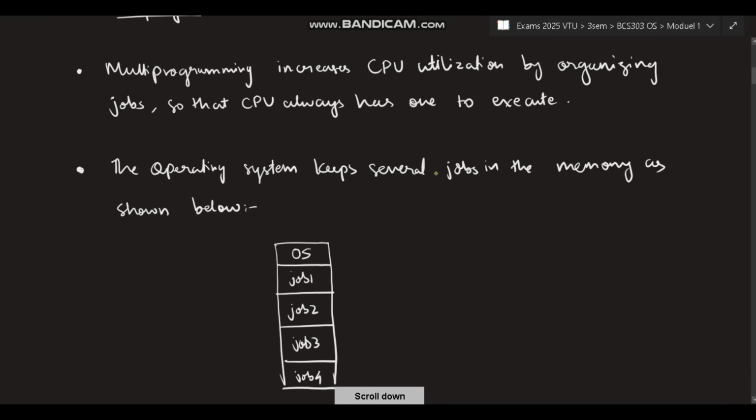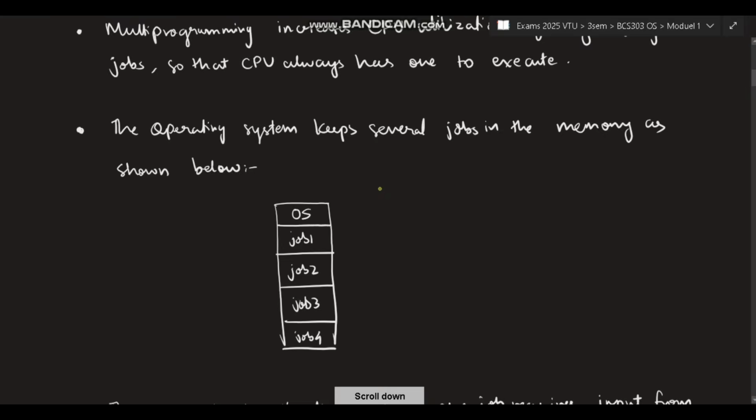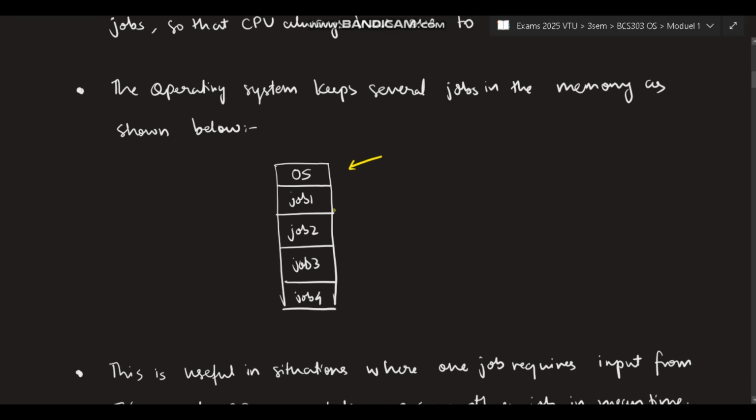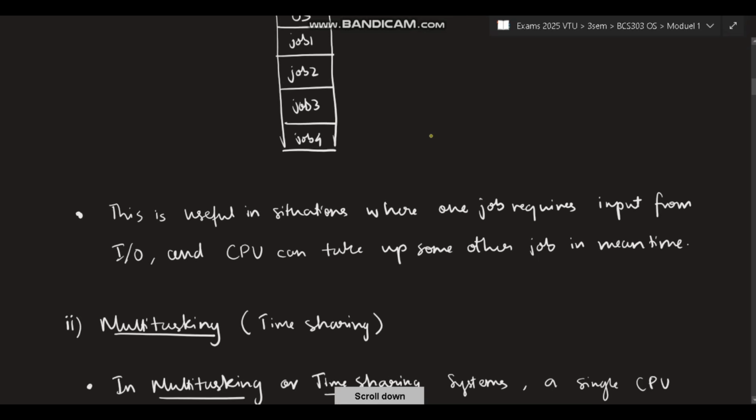The operating system keeps several jobs in the memory as shown below. So this is the memory, here this is the OS, and here are the different jobs which need to be executed. The sequence is set so that every time one job will be there which the CPU can execute. This is useful in situations where one job requires input from the IO, input output. Whenever there is a job which requires an input from the user, at that time there is a wait, because the job is waiting for an input. At that time, the CPU can do some other task until the input comes. That is what is multi-programming, and the CPU can take up some other job in the meantime.